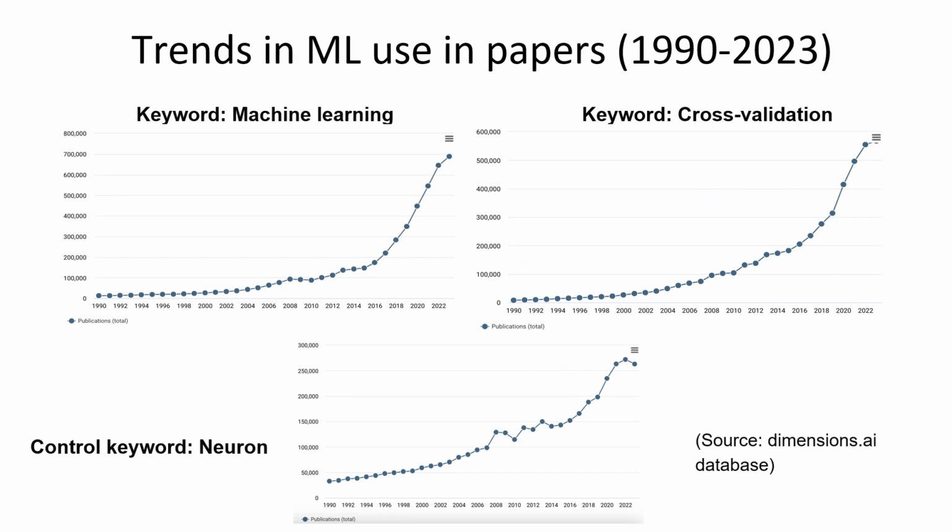Machine learning methods have massively increased in popularity over the past 2 decades. Here, I use the dimensions.ai database to quantify the number of papers which contain the term machine learning or the term cross-validation, finding an over 50-fold increase in each one since 1990. In comparison, use of the term neuron only increased by about 6-fold, due to a general growth in the number of papers being published.